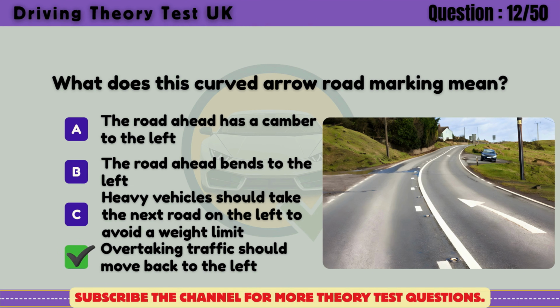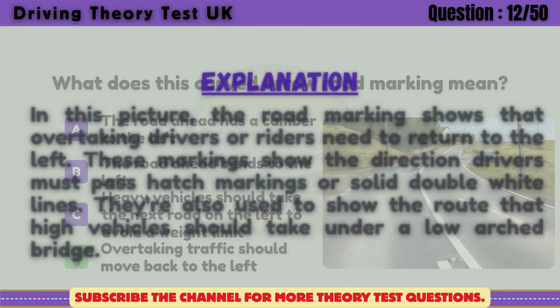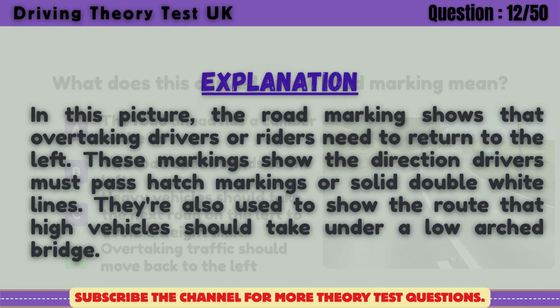Answer is D. Overtaking traffic should move back to the left. In this picture, the road marking shows that overtaking drivers or riders need to return to the left. These markings show the direction drivers must pass hatch markings or solid double white lines. They're also used to show the route that high vehicles should take under a low arched bridge.